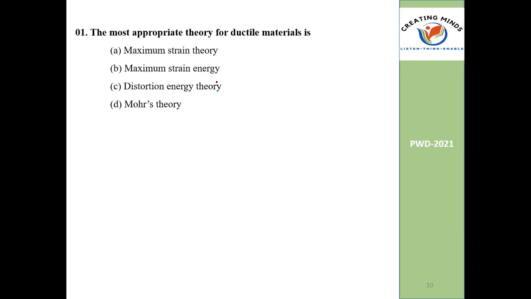These are very simple MCQs depending on the failure theories. Please identify the most appropriate theory for ductile materials. I have just discussed it. What is the answer? Distortion energy theory, option C. If distortion energy is not given, they may give maximum shear stress.